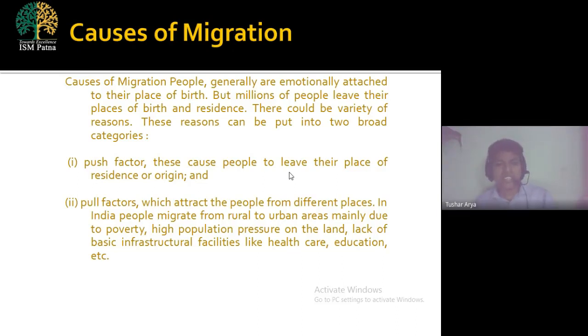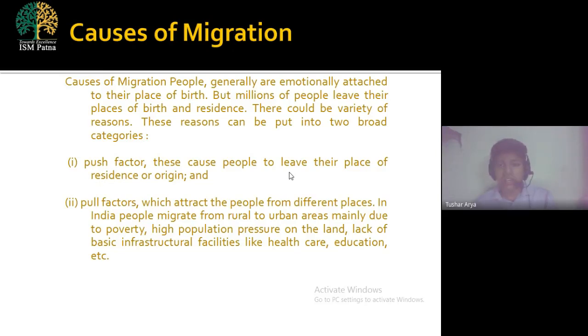The first category is the push factor, and the second category is the pull factor. One by one, we will discuss these two factors. The push factors cause people to leave their place of residence or origin.